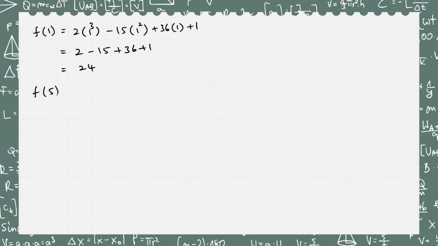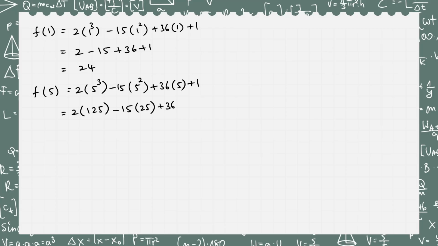And f(5) will be 2 into 5^3 - 15 into 5^2 + 36 into 5 + 1. And this will be 2 into 125 - 15 into 25 + 36 into 5 + 1. And this will be 250 - 375 + 180 + 1, and this will give you 56 as the answer.